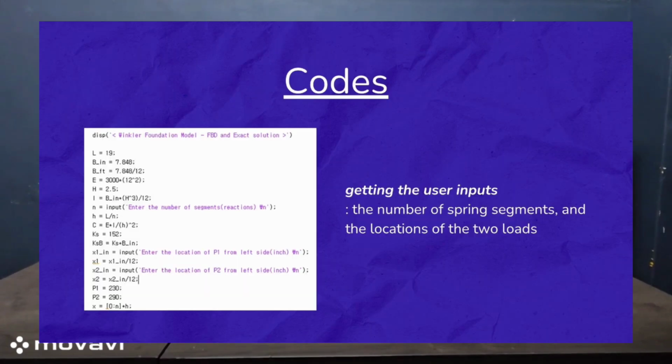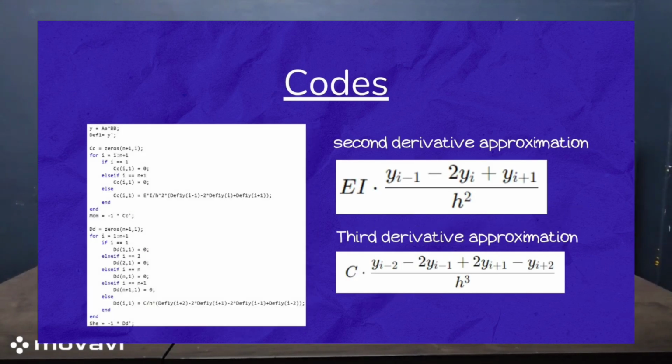Of course. First, the user inputs the number of spring segments and the position of the point loads. We construct a system matrix with n+1 nodes and solve it to get the vertical deflection. Then, we use second and third order derivative approximations to calculate bending moment and shear force using matrices D. Finally, we visualize the results in both tables and graphs.